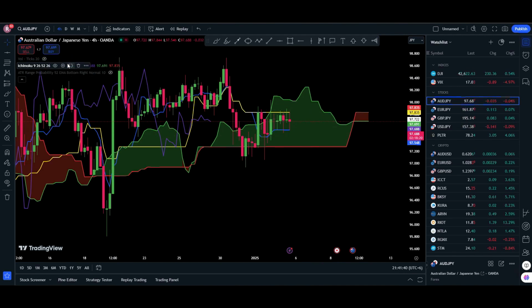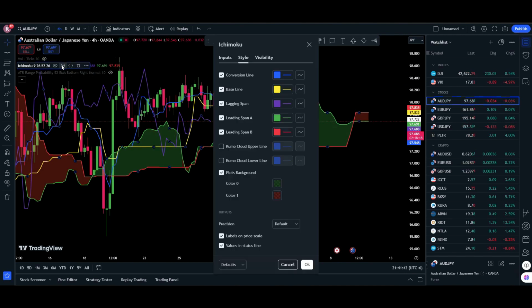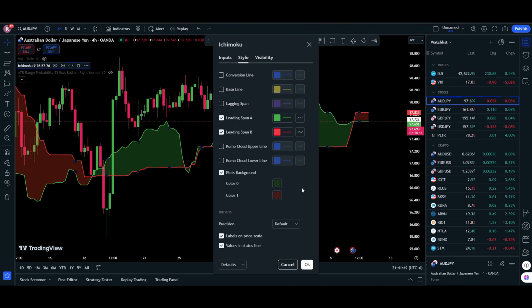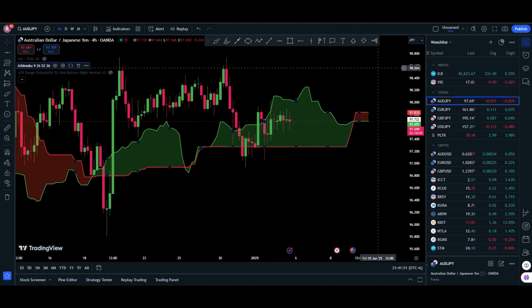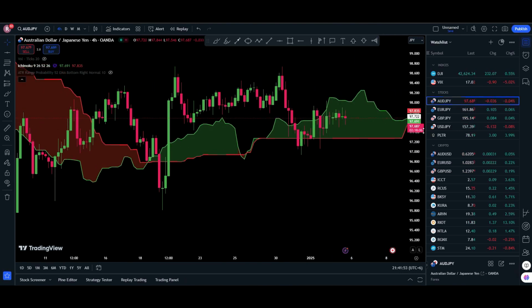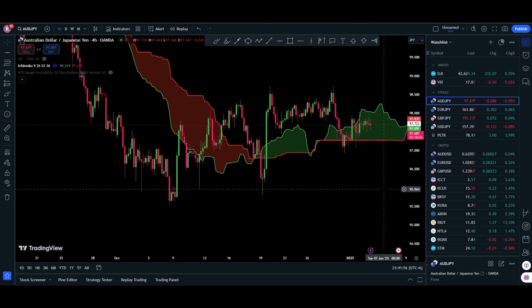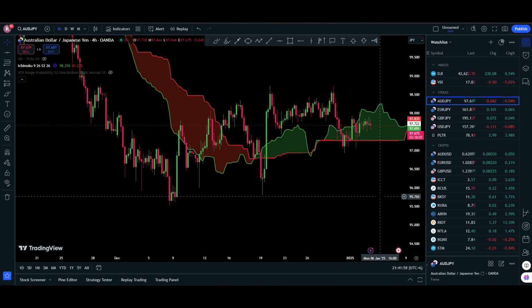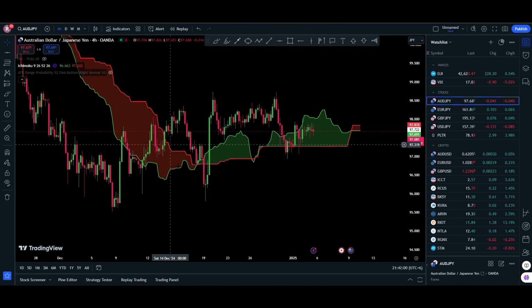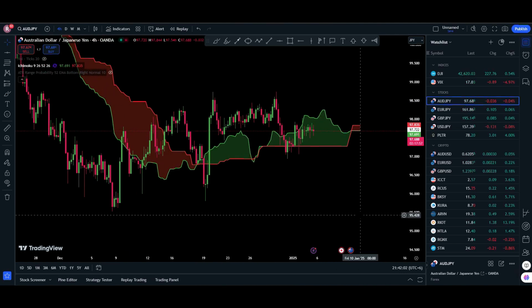Anyhow, the first thing is this. Let us take out all the other things which we don't want to discuss right now: conversion line, baseline, and lagging span. So this is the cloud we have now. So what is this cloud? This cloud gives us the indication very clearly of where the support and resistance are within the system of Ichimoku Cloud.